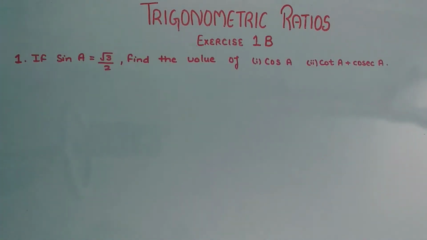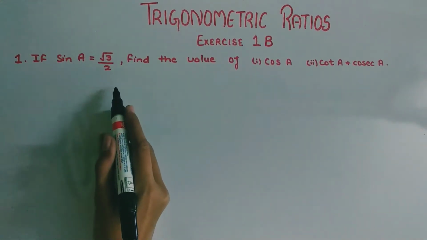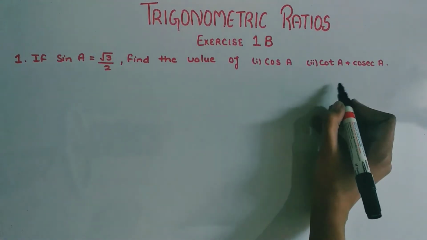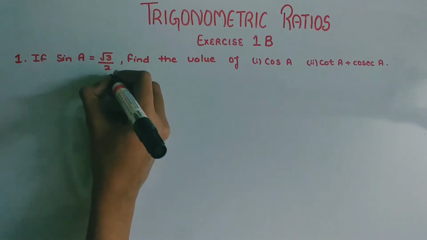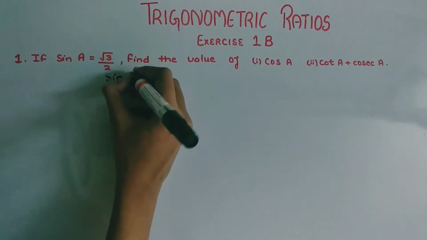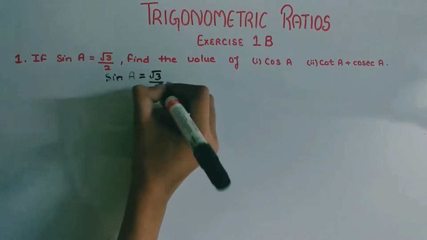We have first question of our exercise. If sine A is equal to under root 3 divided by 2, we have to find the values of cos A and cot A plus cosecant A. First of all, we have the equation, that is sine A is equal to under root 3 divided by 2.